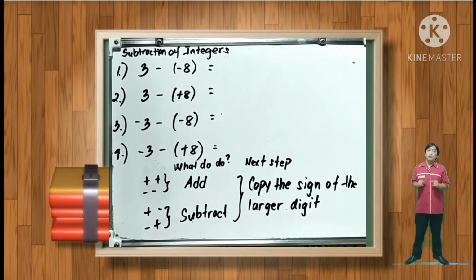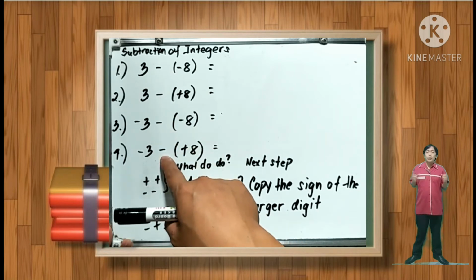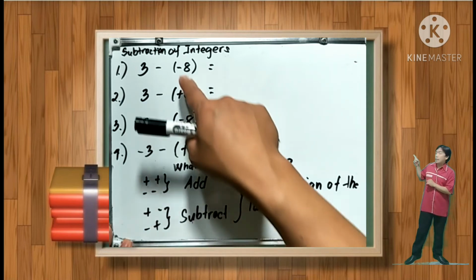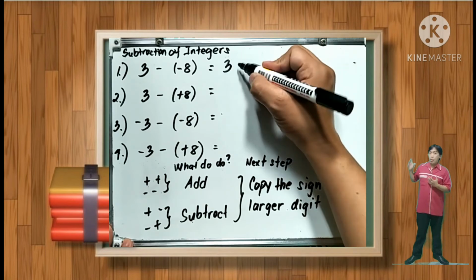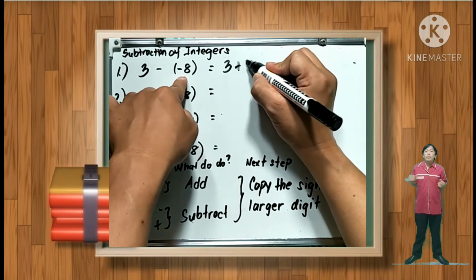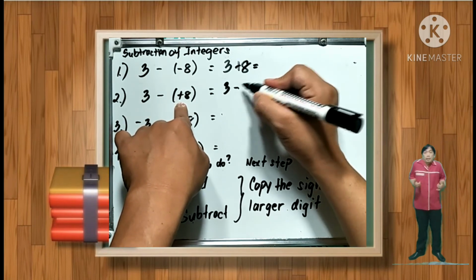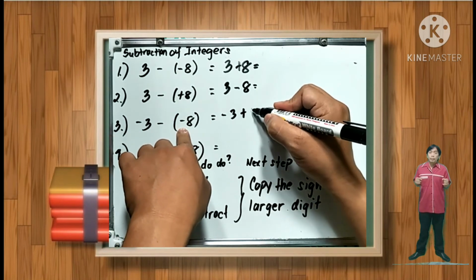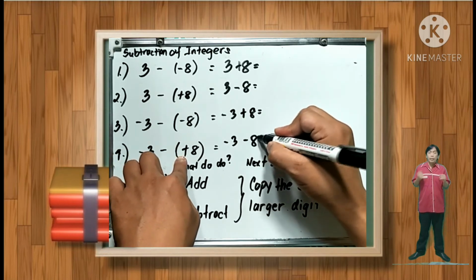Now, okay, let's now have subtraction of integers. So what we are going to do is, we will disregard the operation minus. But, we will change the sign of the subtrahend. Okay, we will just change the signs on the right. So we have 3. Since this is minus, that is plus 8. Then the other is 3. Since this is plus, we will make it minus. So we have negative 3. We have plus 8. Then we have negative 3. We have minus 8. Okay?